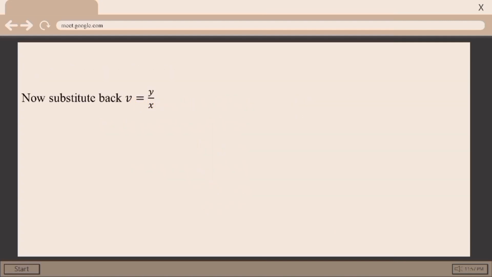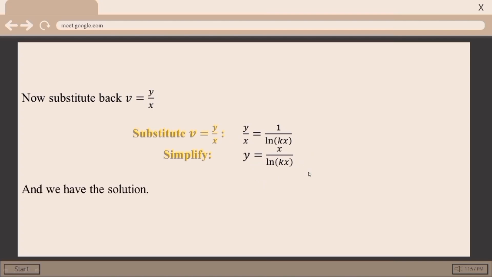After that, we will substitute back v equals y over x. So we have our answer, and we have to simplify this one. It becomes y equals x over ln kx. And we have the solution.